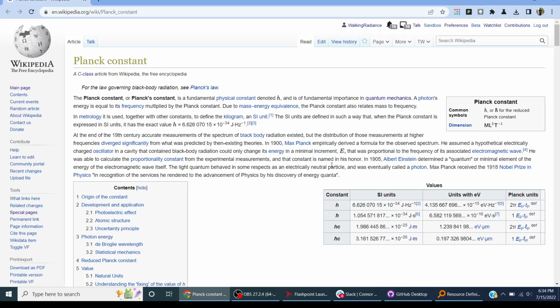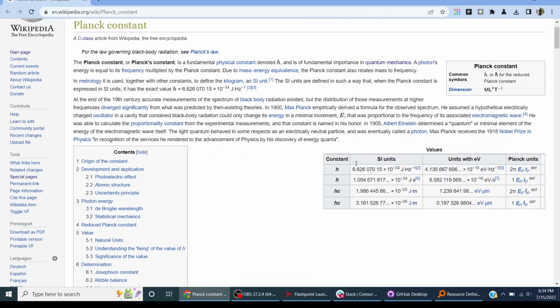named in his honor. In 1905, Albert Einstein determined a quantum of minimal element of the energy of the electromagnetic wave itself. The light quantum behaved in some respects as an electrically neutral particle and was eventually called a photon. Max Planck received the 1918 Nobel Prize in Physics in recognition of the services he rendered to the advancement of physics by his discovery of energy quanta. We have some values here.